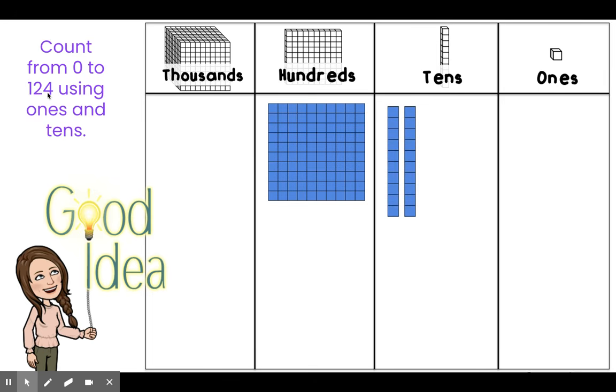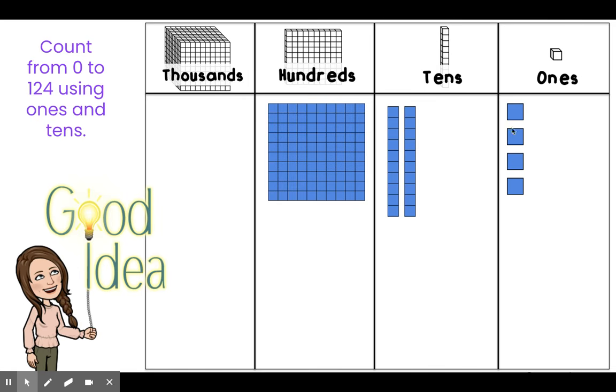And how many groups of ones? How many ones do we have? That's right, 4. 1, 2, 3, 4. We've just created the number 124 just by looking at the number and identifying the value of each of the digits. We could even work from the right to the left or the left to the right.